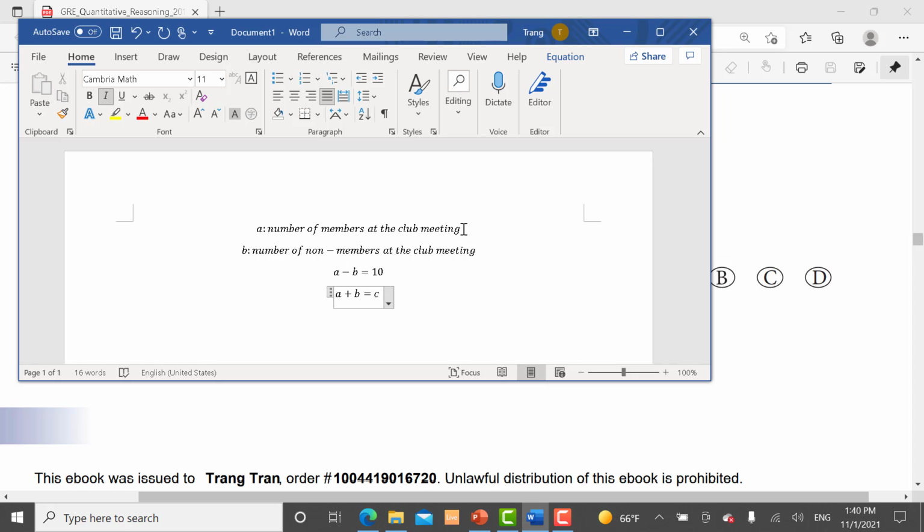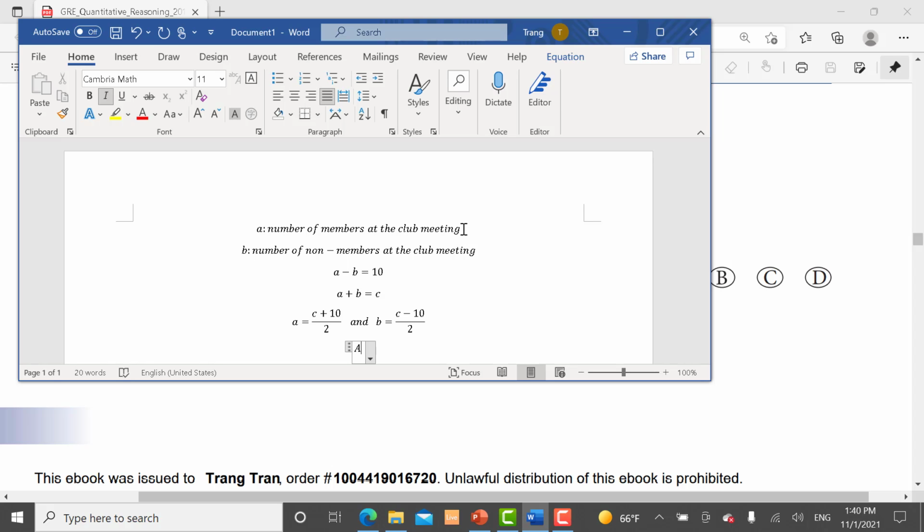So from here, by solving this equation, we have A is equal to, if you add side by side, on the left hand side you have 2A, and the right hand side 10 plus C, and divide both sides by 2, so you have C plus 10 over 2. And B is equal to, just subtract side by side, you have C minus 10 over 2. See that? Now we look at quantity A and B.